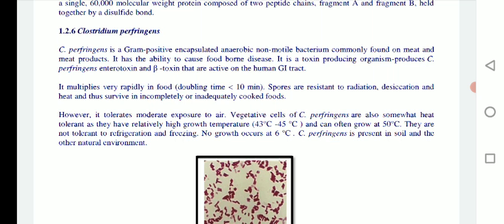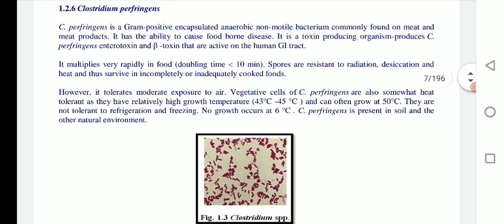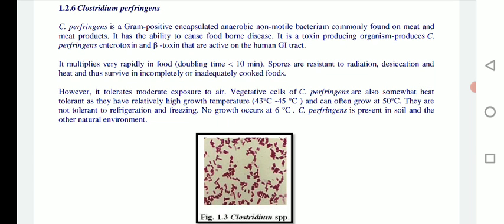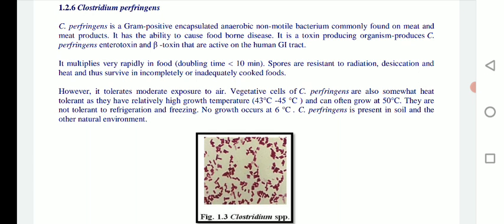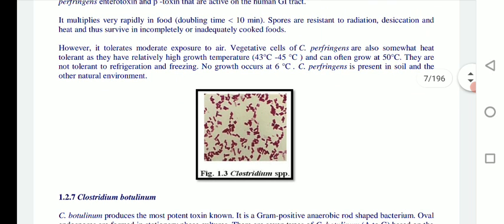So vegetative cells of Clostridium perfringens are also somewhat heat tolerant as they have a relatively high growth temperature. Normally the growth temperature for this bacterium is 43 degrees Celsius to 45 degrees Celsius, and it can often grow at up to 50 degrees Celsius. So they are not tolerant to refrigeration or freezing. No growth occurs at 6 degrees Celsius. So Clostridium perfringens is present in soil and other natural environments. So this is a picture of how Clostridium species look.